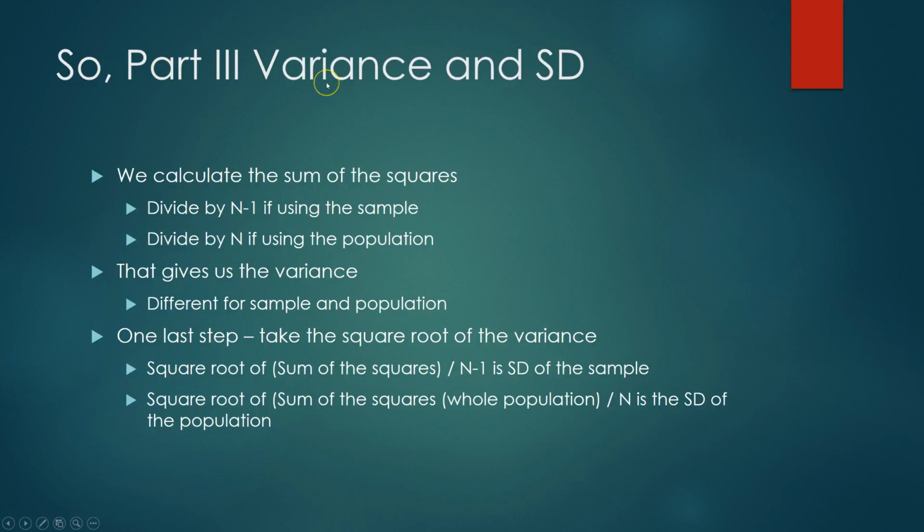So part 3 here is how do we calculate variance? Well, I've actually already told you how to calculate variance. We calculate the sum of the squares. That's, remember, we take the mean, subtract it from each one of our data points, square that value, and add up all those squares. And that's calculating what's called the sum of the squares. We divide that by n minus 1 if we're using a sample, and we divide it by n if we're using the entire population. And that gives us our variance. The variance is the sum of the squares divided by n minus 1 for a sample, and the sum of the squares divided by n for the population.